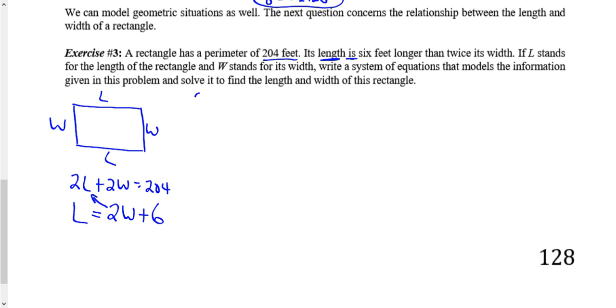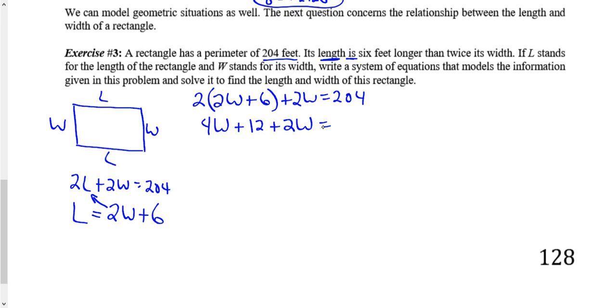So the top equation would be 2 times what? 2 times (2W plus 6) plus 2W equals 204. You know what to do now, right? Distribute. What do we get? 4W plus 12 plus 2W equals 204. Let's get like terms combined. What do we get when we combine like terms? 6W plus 12 equals 204.